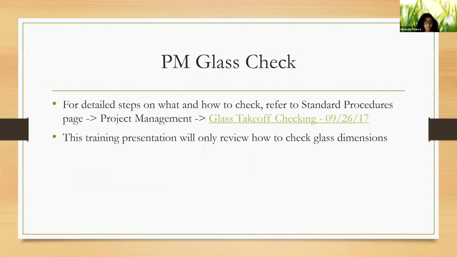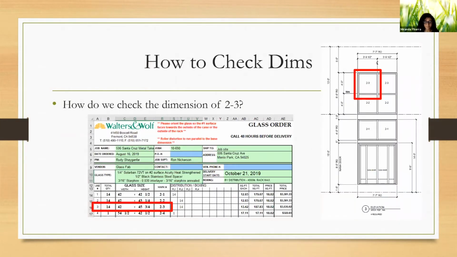So the PM is to check glass. For detailed steps on how to check, refer to the standard procedure page, project management, glass takeoff checking. This training presentation will only review how to check glass dimensions. Okay, so let's say we want to check the dimension of this glass that's labeled 2-3 on the elevation. In order to check it, you want to find that glass either on the elevation, or if it's a unitized job, you want to find it on the unit assembly drawings. And you'll be comparing that to your glass order form, which is shown in the bottom left.